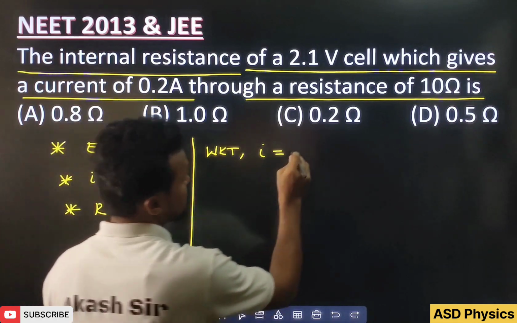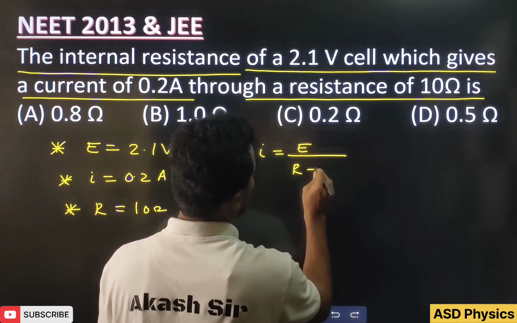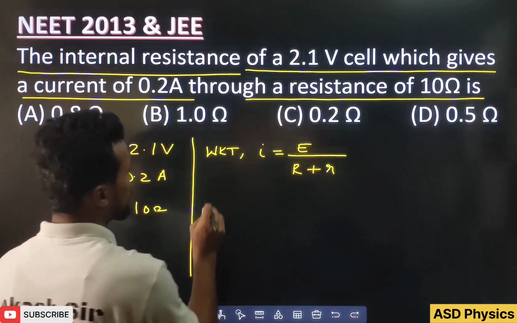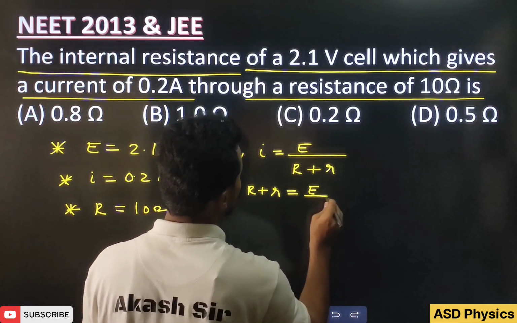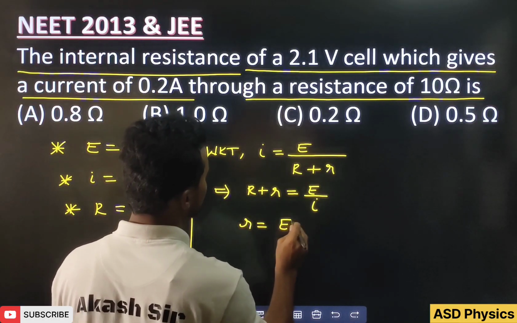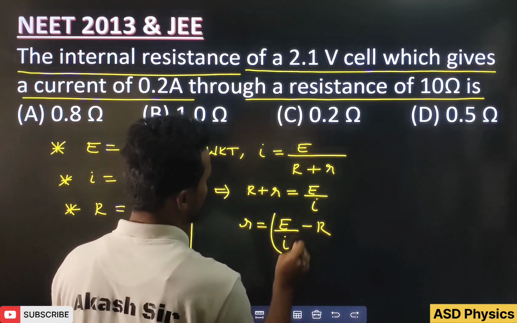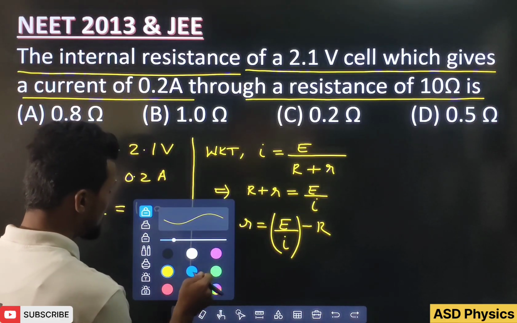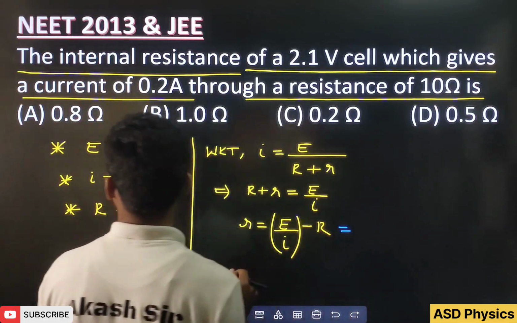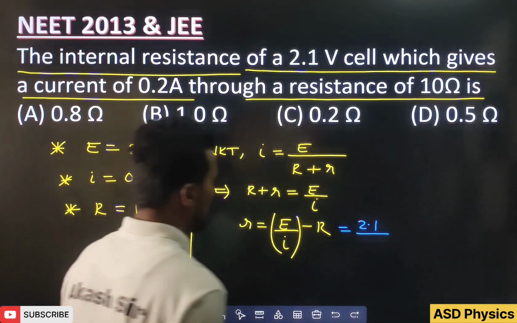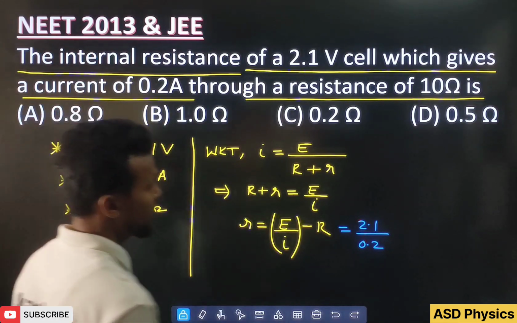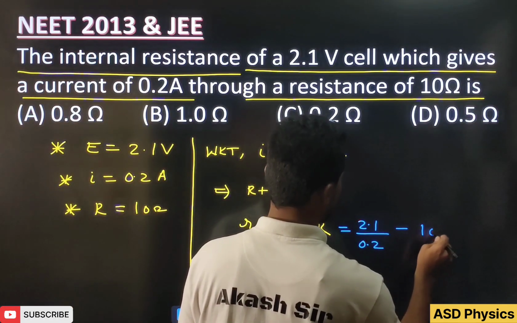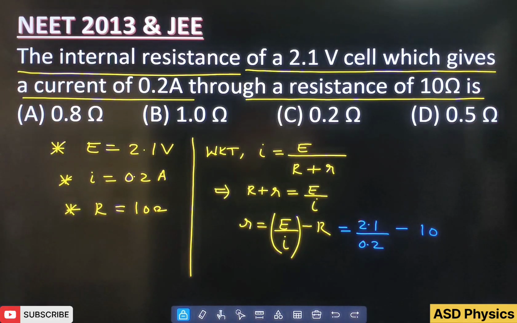So I equals E by capital R plus small r, as I have told you very well. From here, capital R plus small r is equal to E by I. Now we are just making the formula. So small r equals E by I minus capital R. This formula we have got. Now we just put the values: E is 2.1, I is 0.2, and minus capital R, that is minus 10. All the things are okay, yes?